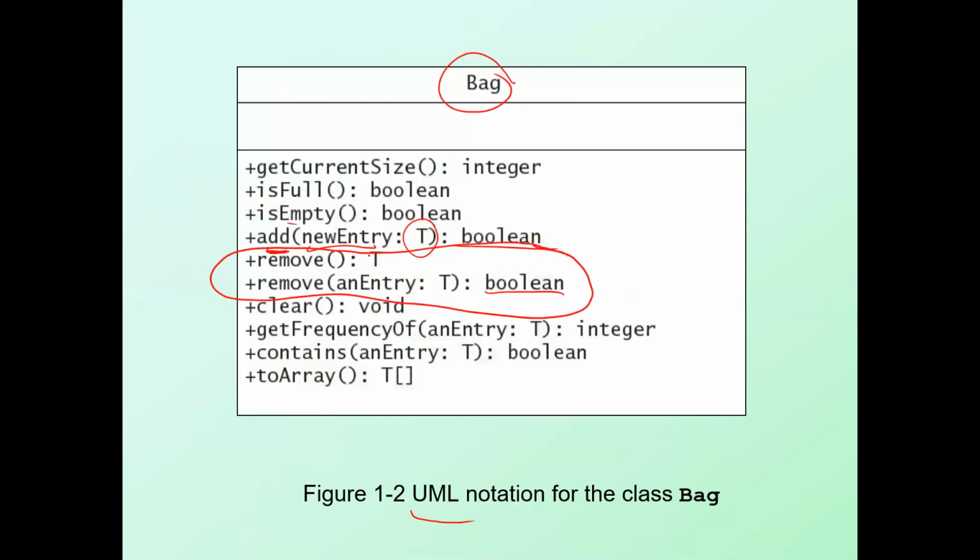Get frequency of is going to tell you, it really should say get count of. It tells you how many items of a particular entry are in the bag. And contains is going to return a Boolean whether this thing represented by an entry happens to be in the bag at all. So that's just true or false. Frequency returns an integer. So if you add 5 candy bars to the bag and you ask for the frequency of the candy bar, it's going to return the number 5.